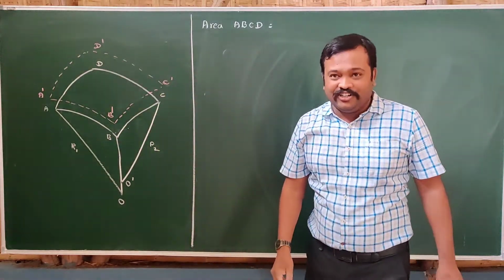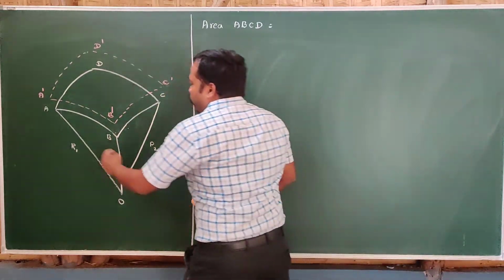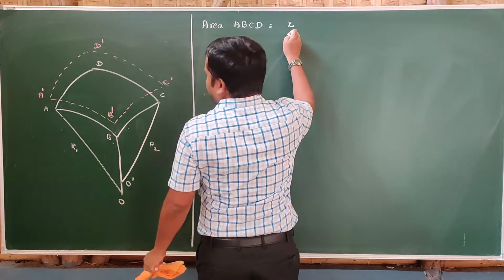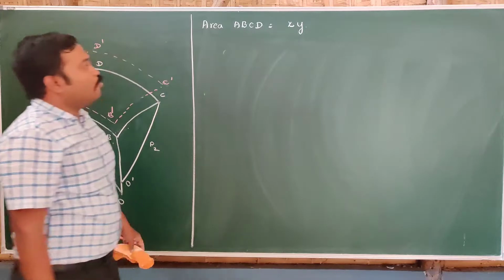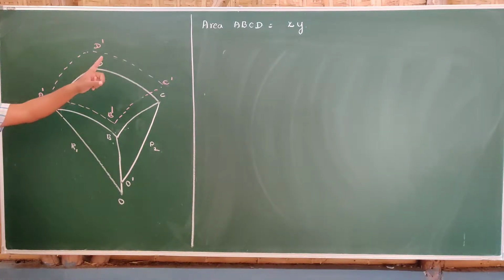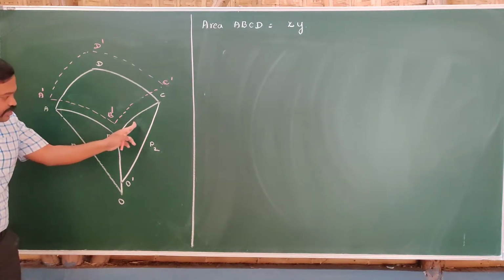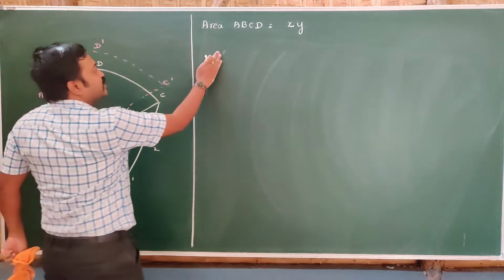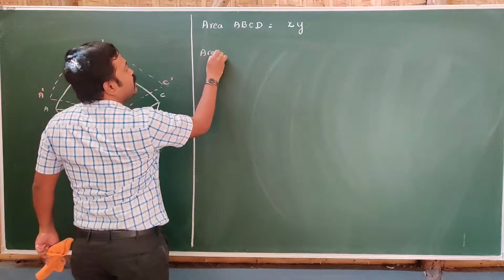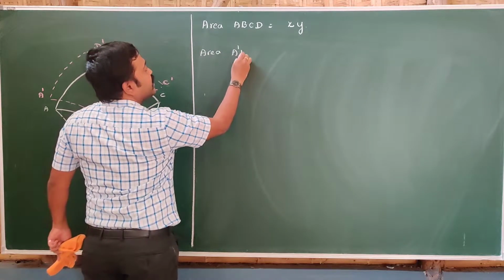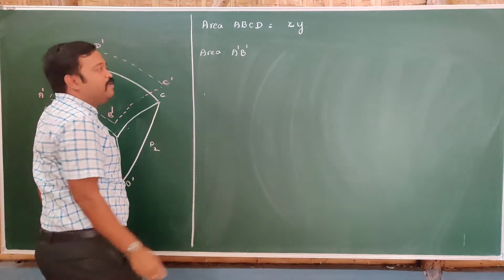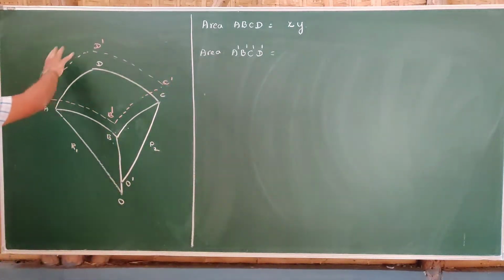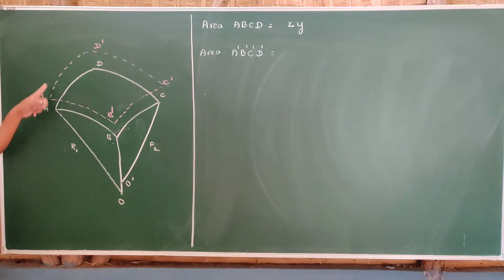I told you it is rectangular. So what is the area ABCD? AB is X, BC is Y, so the area is X into Y. Area ABCD is X into Y, length into breadth. Now, after knowing ABCD, let me take the area A dash, B dash, C dash, D dash. I am calculating the bigger area now.